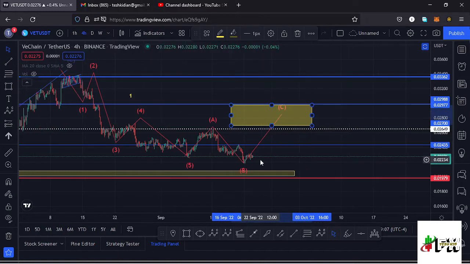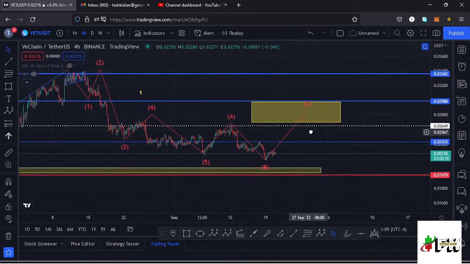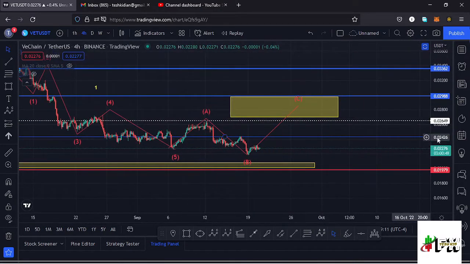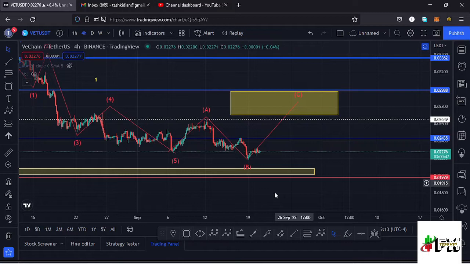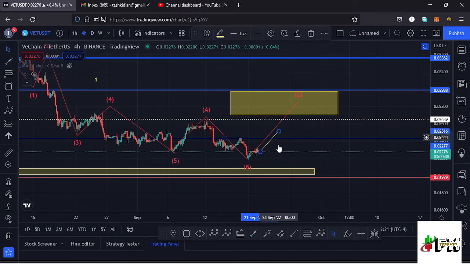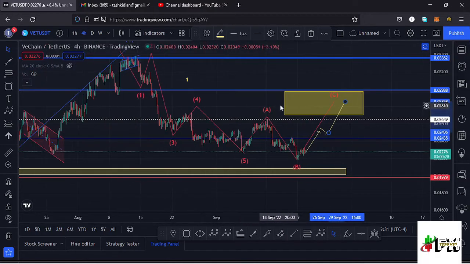And before we get into that key target area, we also need to manage to break above a key area of resistance at around the $0.024 mark. So I would expect higher prices could be coming our way, manage to break above that key area of resistance, have a retest, a successful retest, then continue pushing higher to get us back into that yellow target area in the formation of our wave C.